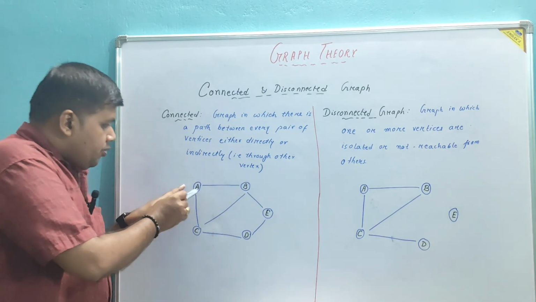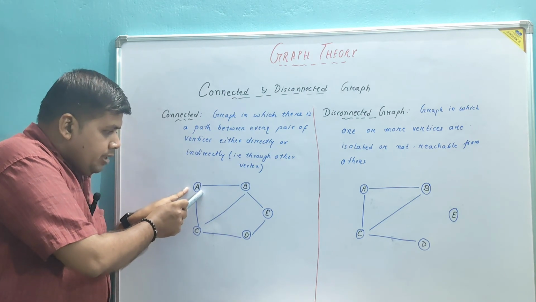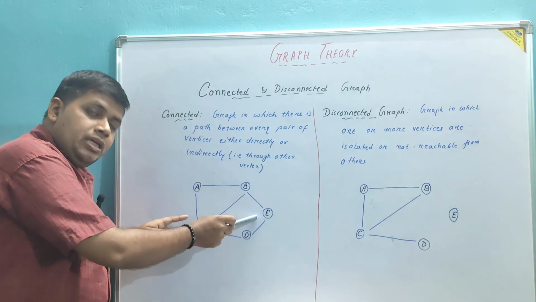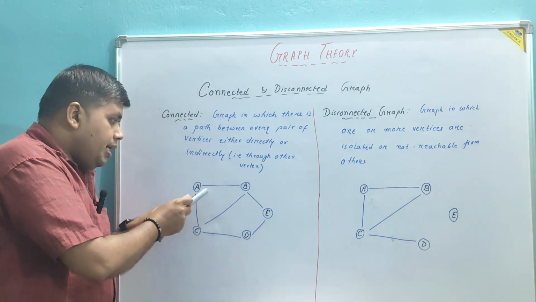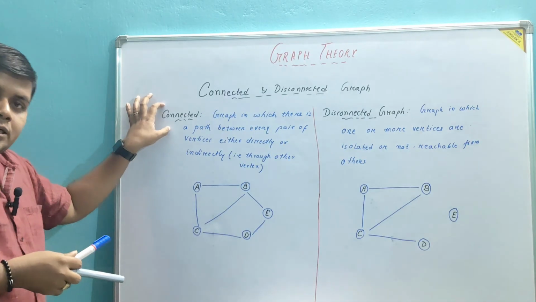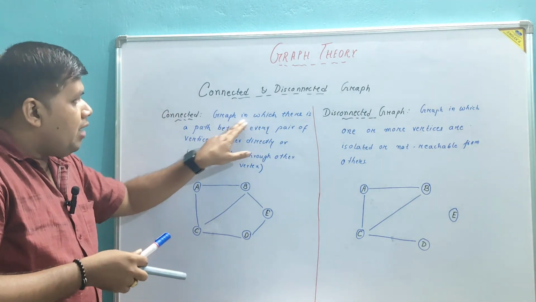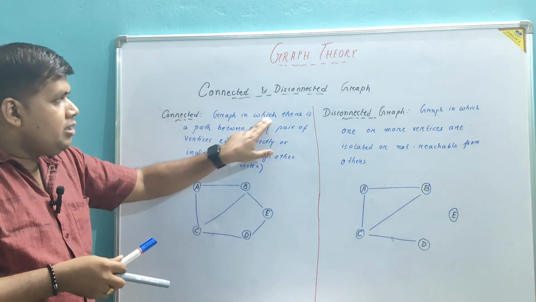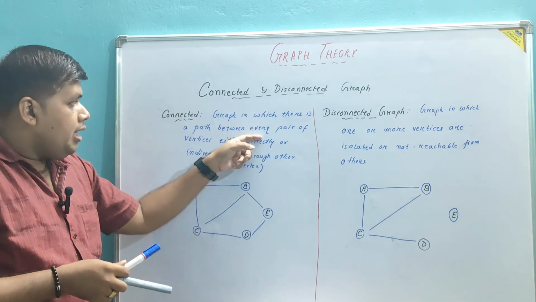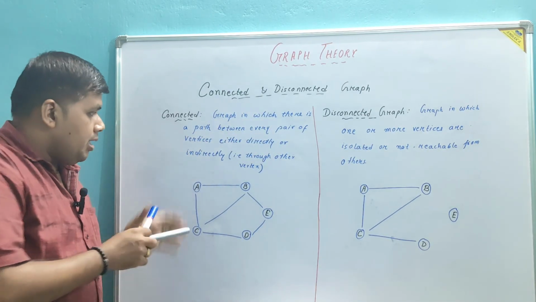If we observe clearly, from A, if you want to move to E, A is connected with E through B. A is connected with B directly. So that is the concept of a connected graph. A connected graph is a graph in which there is a path between every pair of vertices.